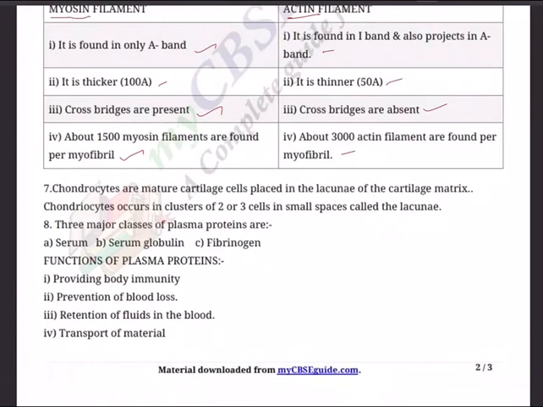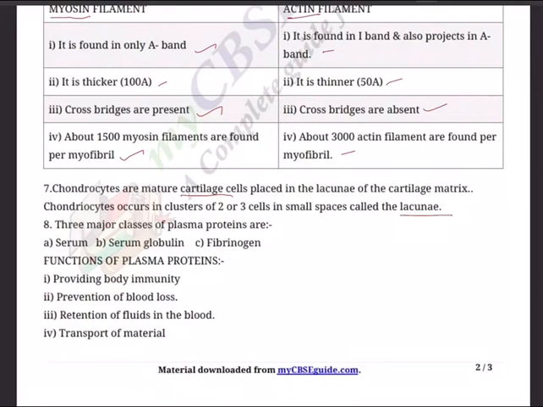Question number 7. Chondrocytes are mature cartilage cells placed in a lacuna of the cartilage matrix. Chondrocytes occur in clusters of 2 or 3 cells in small spaces called lacunae.